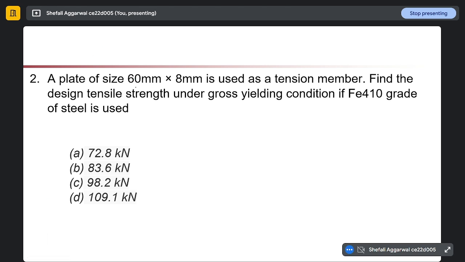A plate of size 60 mm into 8 mm is used as a tension member. Find the design tensile strength under gross yielding condition if Fe410 grade of steel is used.